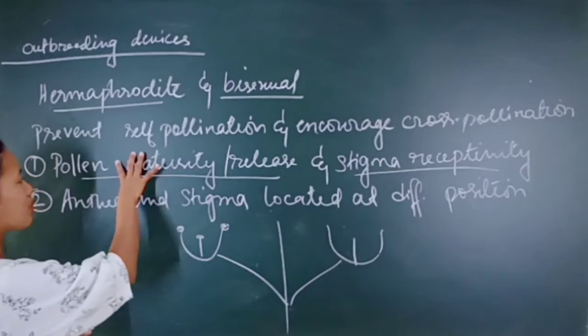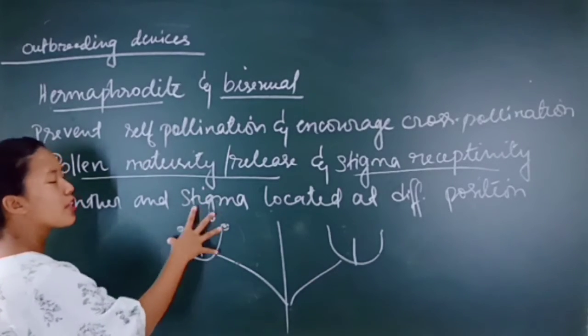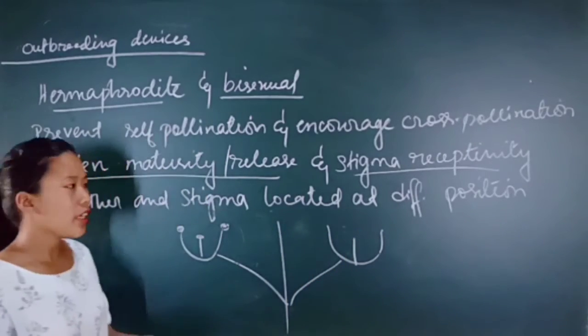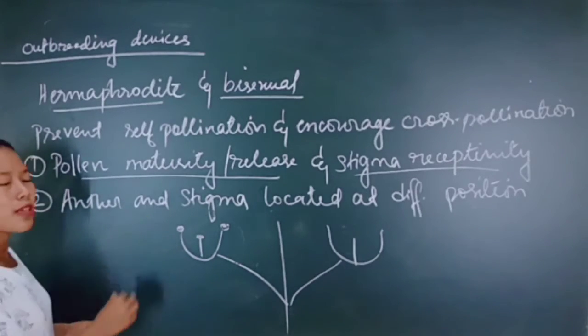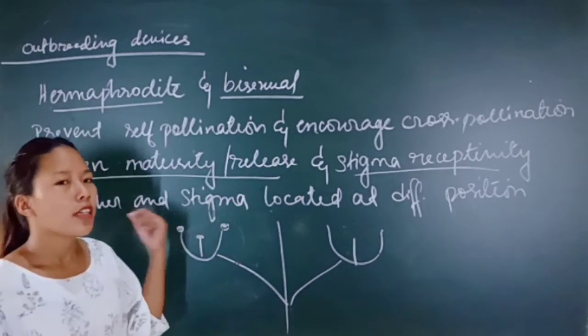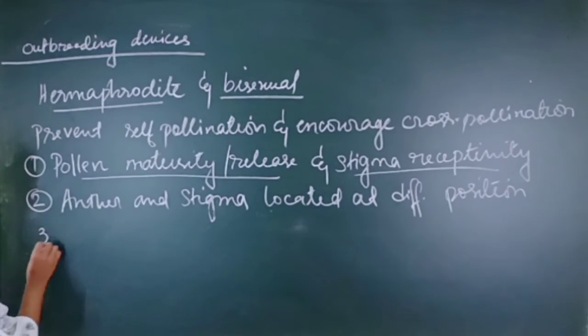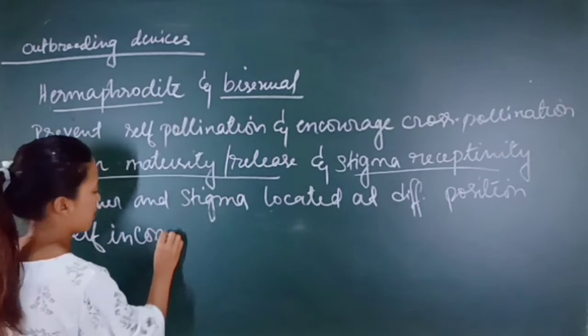So it prevents autogamy. Autogamy means in the same flower. In the same flower, the self-pollination might be prevented, but not in a different flower. So these two types of adaptations prevent autogamy, but they do not prevent geitonogamy. Now the third one is self-incompatibility.